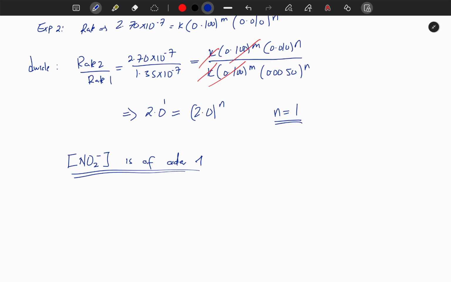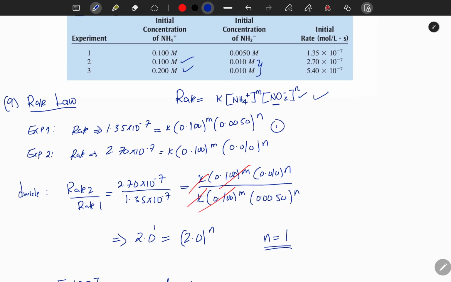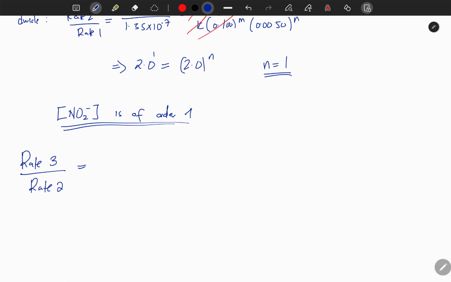So I'll go straight now here. Since we know how to get them, I'll just go to the ratio. So the rate, so I can get rate 3 over rate 2. And I know that we have respective this and this, they are dividing. Then these they are going to cancel, and this one is dividing.